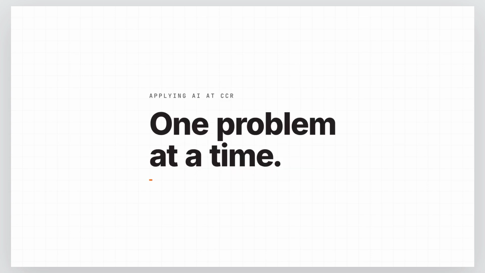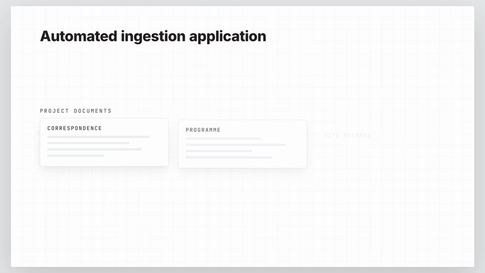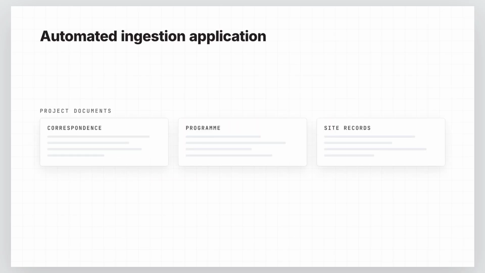When we first started applying AI at CCR, we did it by building bespoke tools. One problem at a time, we ground it out, and we've come a long way since. The tools we're about to show are just a few of the many we've built, but they tell the story of that journey.